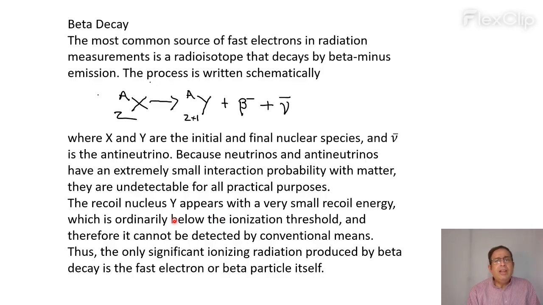So the recoiling nucleus basically has a very small recoil energy and it is much below the ionization threshold, and it cannot be detected because it does not ionize the surrounding medium. So the only significant ionizing radiation turns out to be the beta particle, because both the final nucleus and the antineutrino do not interact appreciably with the surrounding medium.